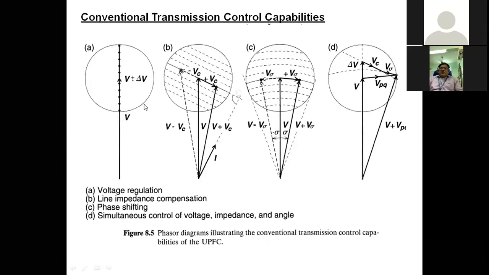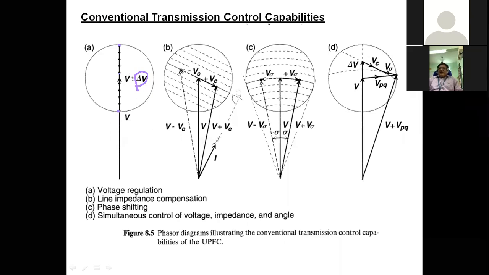Okay. So here the voltage injected, that is VPQ, is in phase or out of phase. So that voltage is controlled from this point to this point. That's why plus or minus is given here. This V is controlled in this case, and in phase and out of phase is taken.